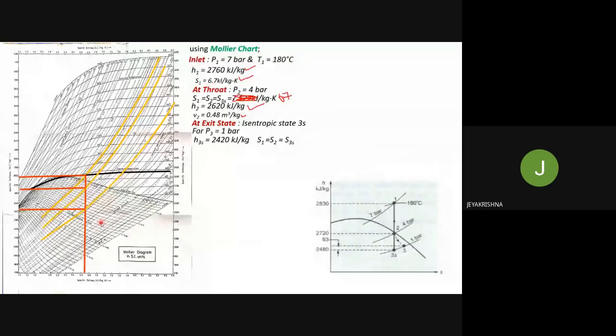2570, sir. Okay. Anyone else? Any other answers? Okay, let me keep it as 2750, right? What is the enthalpy, the specific volume value? 2470, sir. Okay, super. So let it be as it is, right?